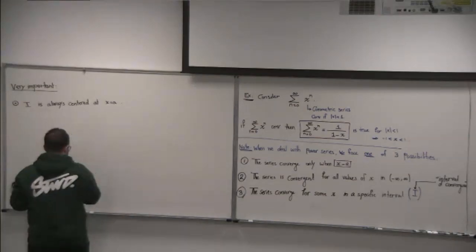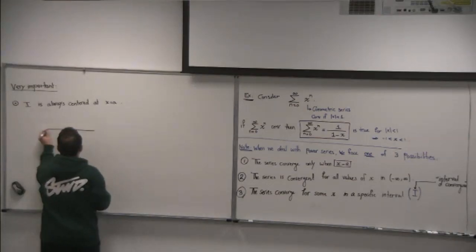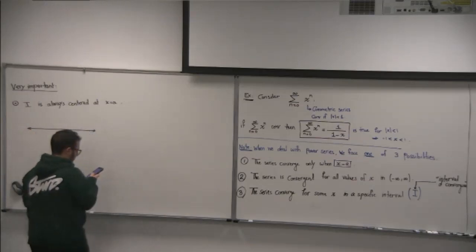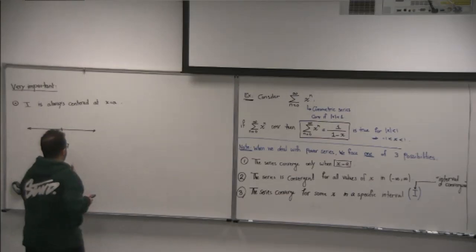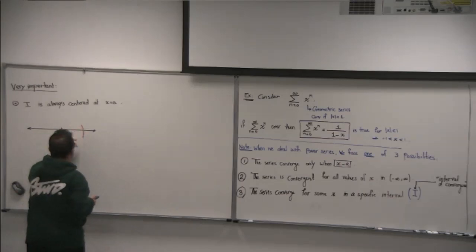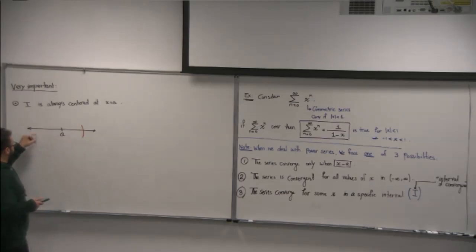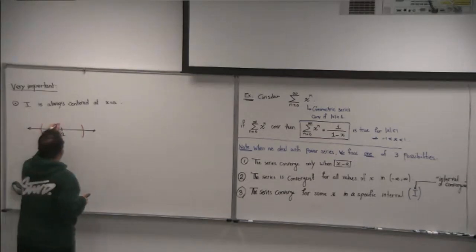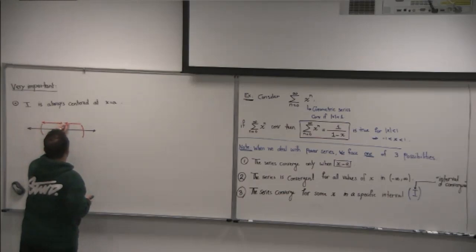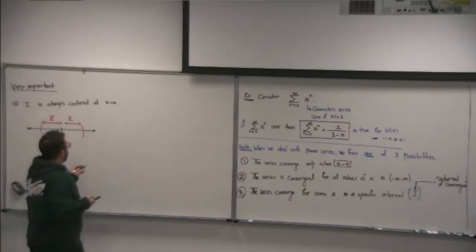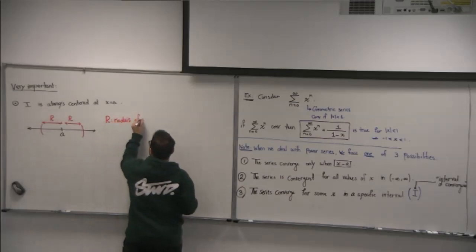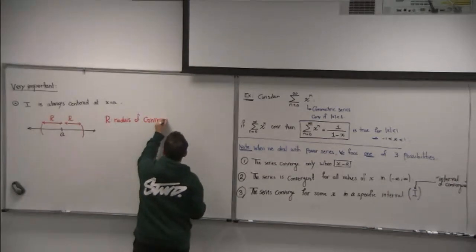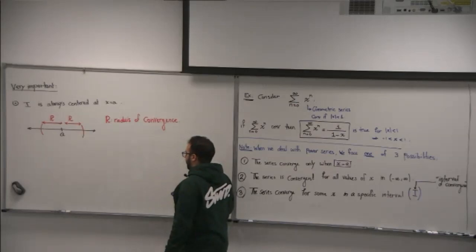Now, another notation that we need: if I have a number line representing that interval, let's say I have some a here, then the distance from a to the end point of the interval and the distance from a to the beginning of the interval, this distance here is the same as the distance here, which we call R, the radius of convergence. R is called the radius of convergence.